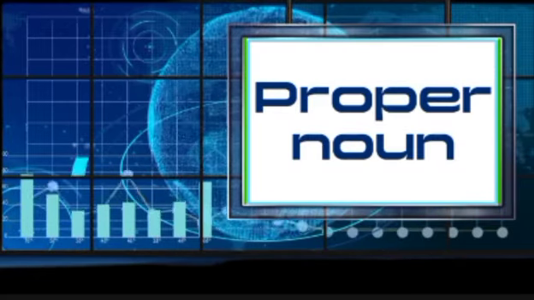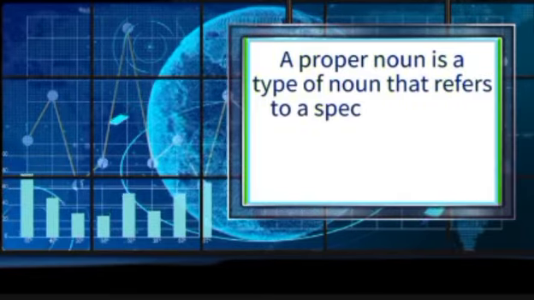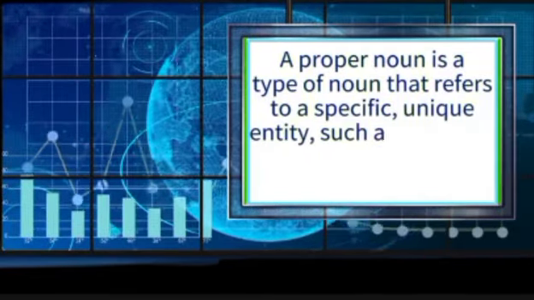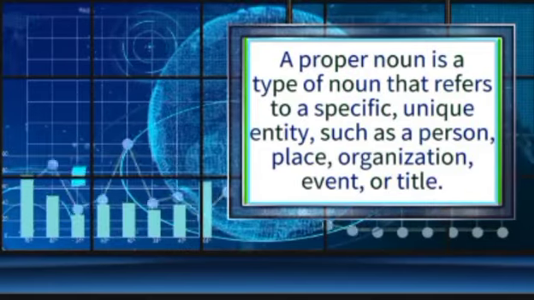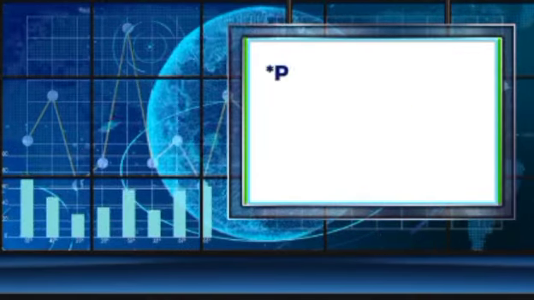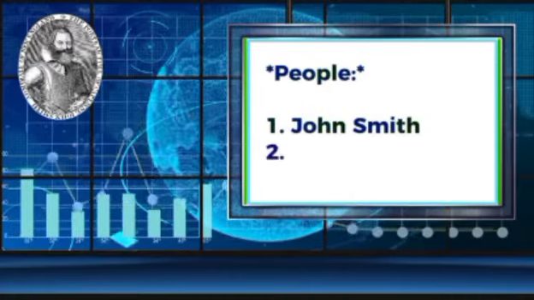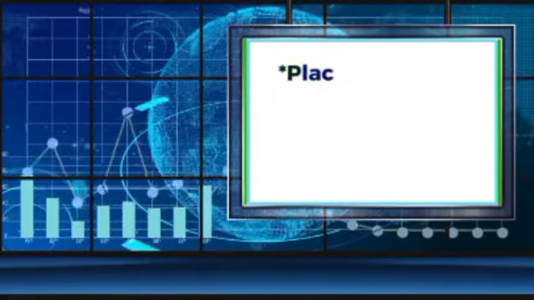Proper noun. A proper noun is a type of noun that refers to a specific unique entity, such as a person, place, organization, event, or title. For example, people: John Smith, Albert Einstein, Malala Yousafzai.